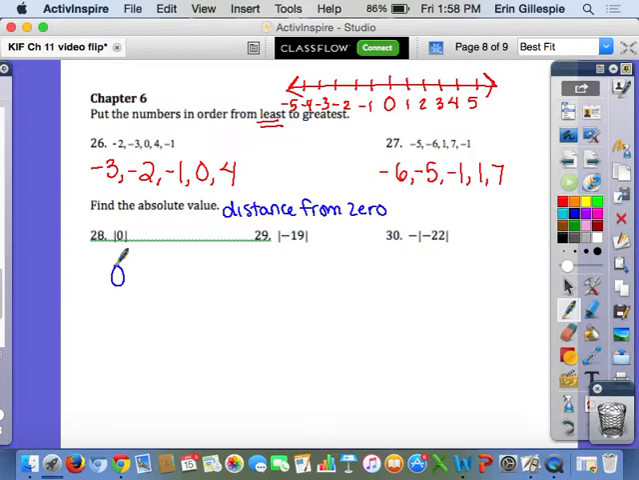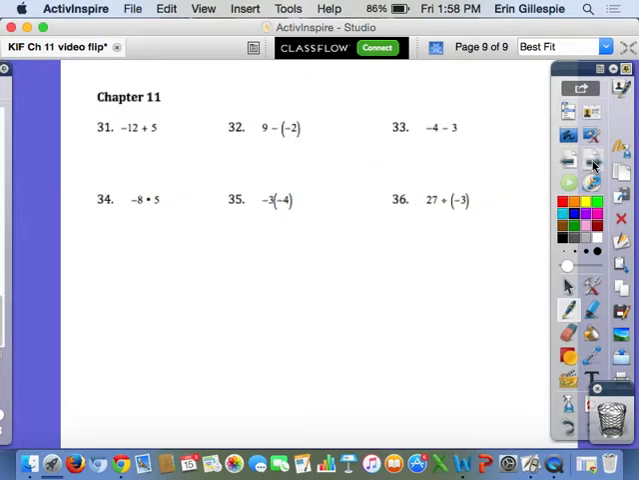29, the absolute value of negative 19 is positive 19. It's 19 units away to the left, but it's still just 19 units away. 30 is tricky because of that negative sign outside of the absolute value bars. So remember, think about this part first. The absolute value of negative 22, well, that's 22 units away from 0. But there's a negative sign on the outside here making it the opposite of my answer. So the answer is actually negative 22. That's how you can get a negative answer involving absolute value. You can have a negative sign outside of those bars.